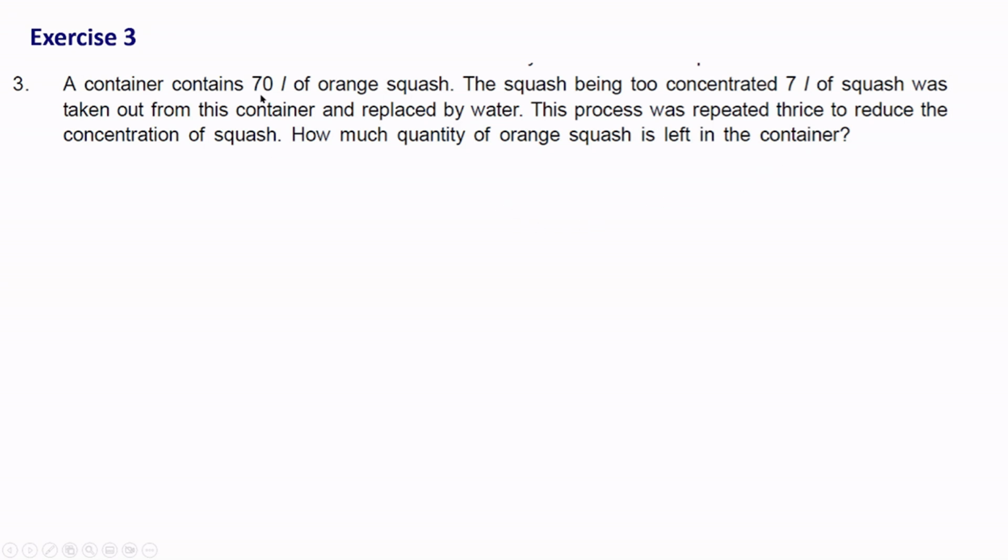So here the original liquid was 70 liters. Then 7 liters of squash was taken out and replaced by water, and this process was repeated thrice to reduce the concentration of squash. So here we need to find the quantity of orange squash which is left in the container. So here X is 70 liters. Y, that is the quantity of original liquid which is taken out, is 7 liters. And N is the number of times this process is repeated, it is 3.